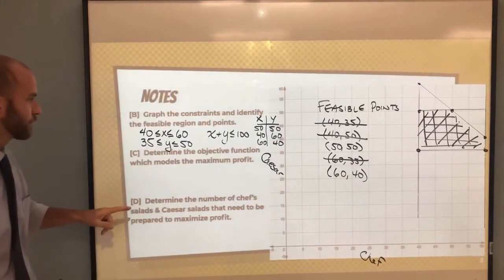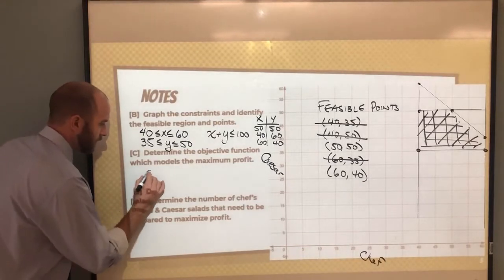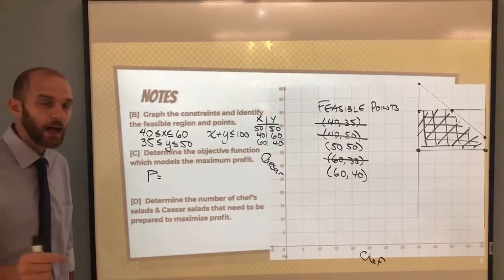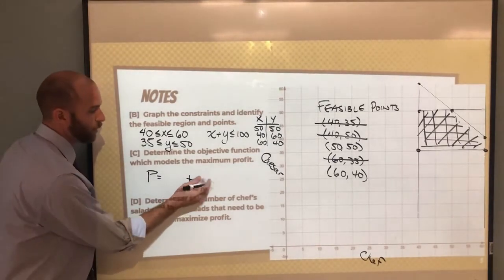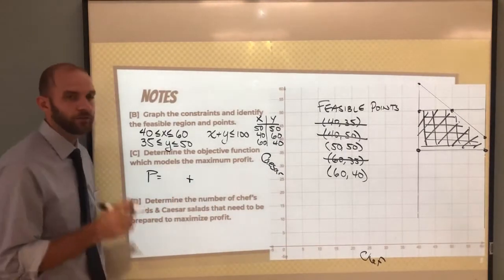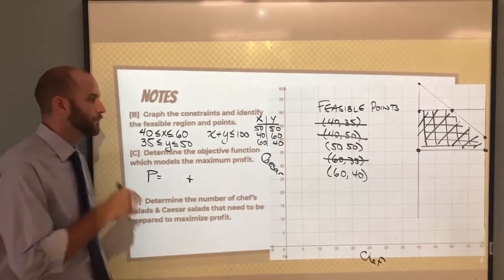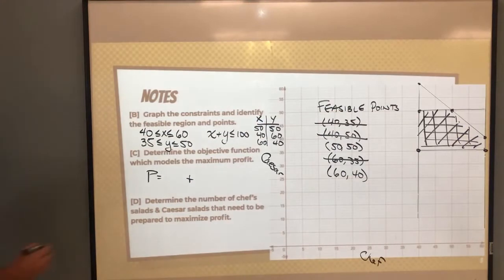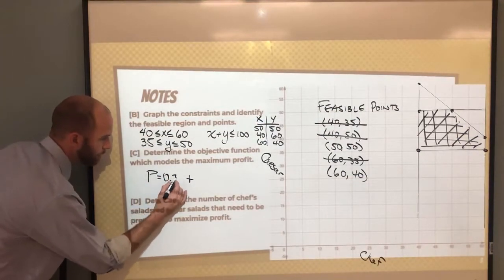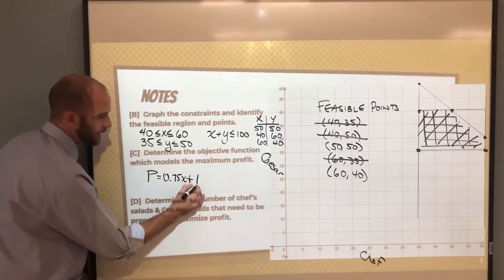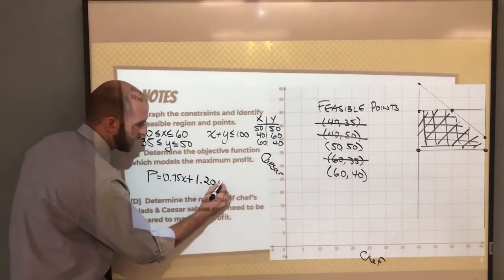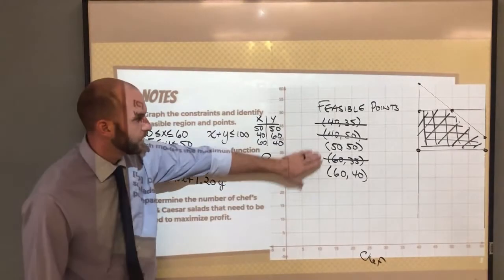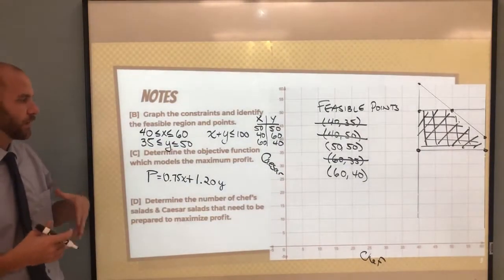So the objective function here, which models the maximum profit, looks something like this. The profit is equal to the amount that we make on a chef salad times the number of chef salads plus the amount that we make on a Caesar salad times the number of Caesar salads. Now, I don't have this right in front of me, so I'm going to flip back a slide. And our problem said that we make 75 cents on each chef salad, and we make $1.20 on each Caesar salad. Okay? So what we're going to do with this objective function here is substitute these feasible points into it to see which one actually gives us a bigger profit.